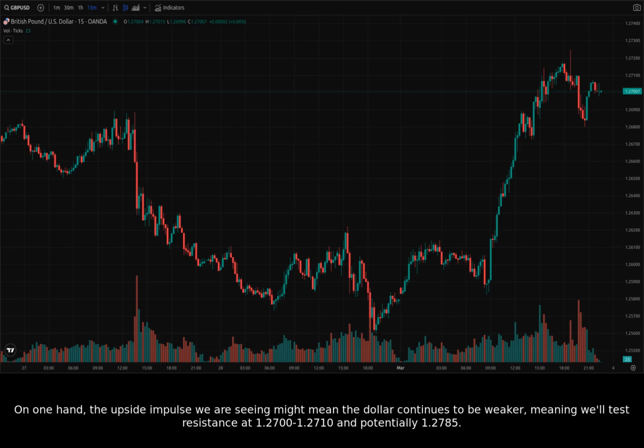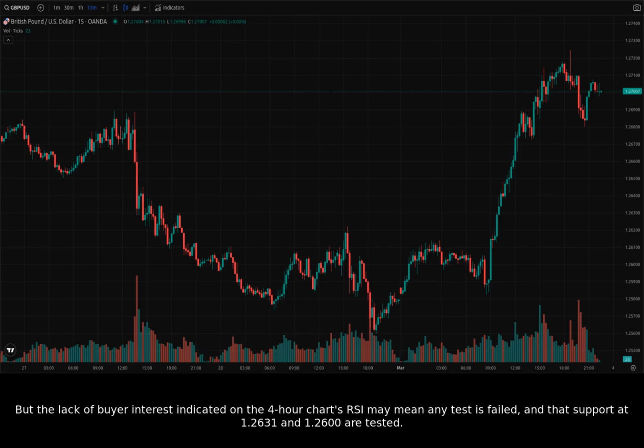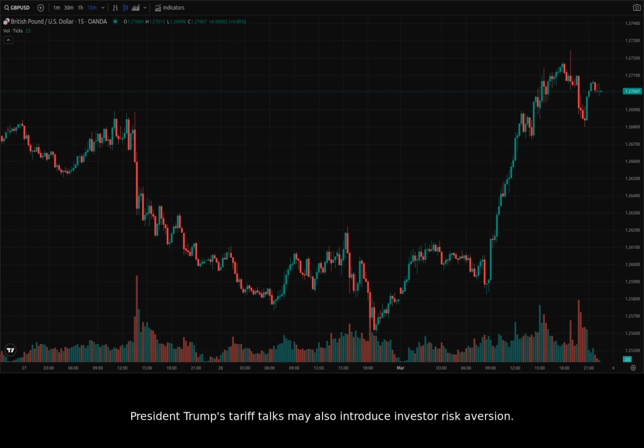On one hand, the upside impulse we are seeing might mean the dollar continues to be weaker, meaning we'll test resistance at 1.2700 to 1.2710 and potentially 1.2785. But the lack of buyer interest indicated on the 4-hour chart's RSI may mean any test is failed, and that support at 1.2631 and 1.2600 are tested. President Trump's tariff talks may also introduce investor risk aversion.